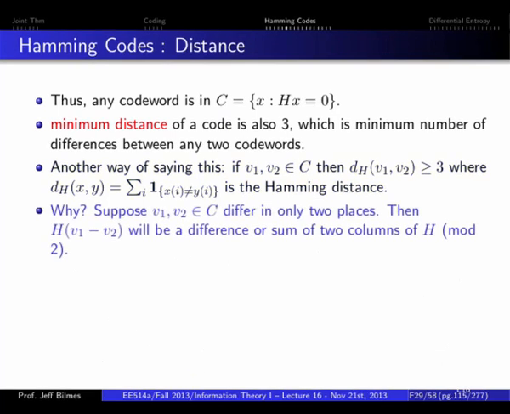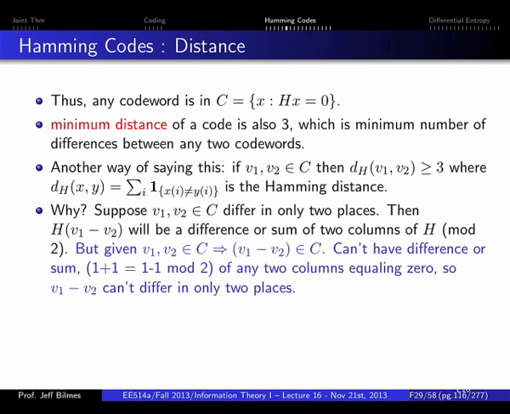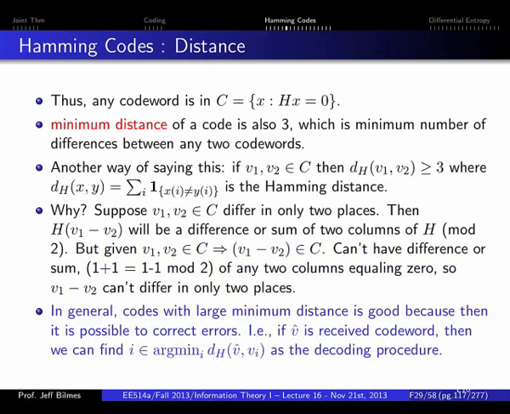In this case, the question is, why is the minimum distance 3? Again, it's the same kind of little baby proof. Suppose that they differ in only two places. Then if we computed H(v1 - v2), that's going to be a sum of two columns of H, and that can't equal 0, right? Therefore, we can't have only two places of difference in any two code words, thanks to that property. So codes with large minimum distances are good. This is the critical point. Then it's possible to correct errors.